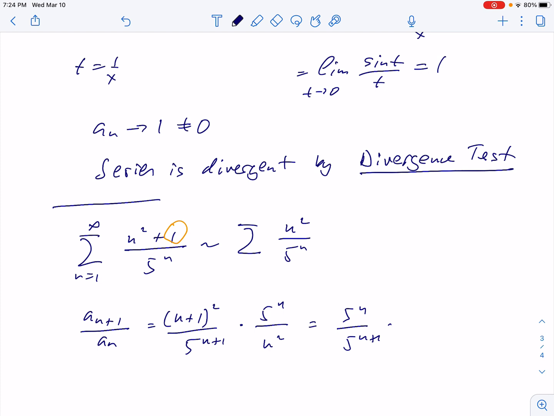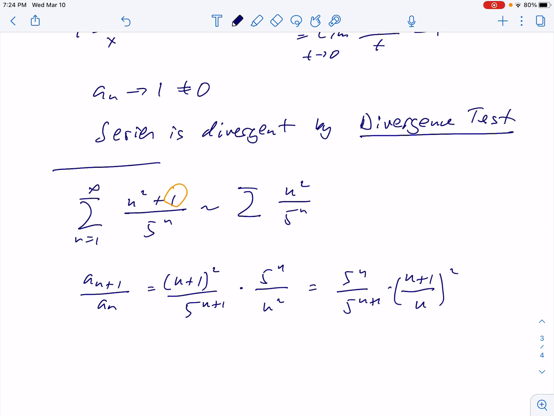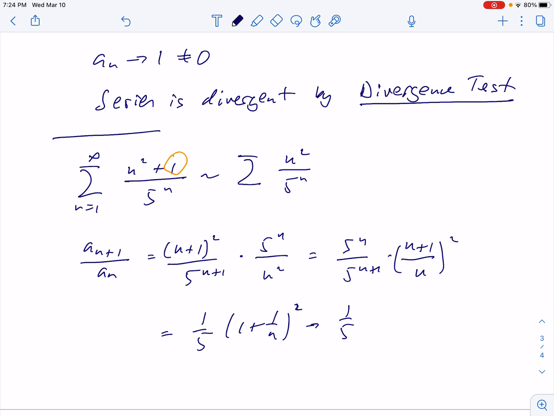and again rearranging this way. And reducing by 5 power n. This will be 1/5, and here 1 plus 1/n squared, which approaches 1/5, because in the parentheses the quantity approaches 1. 1 squared is 1. This limit is less than 1, and our series is convergent. Convergent by ratio test.